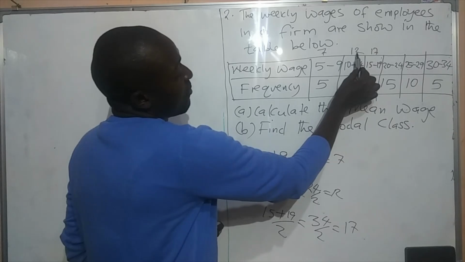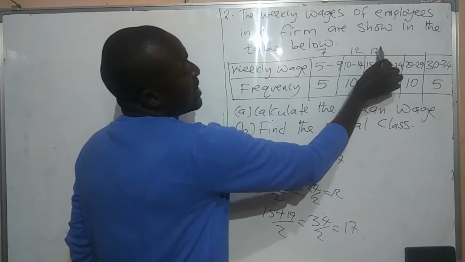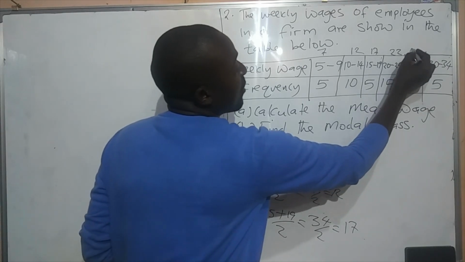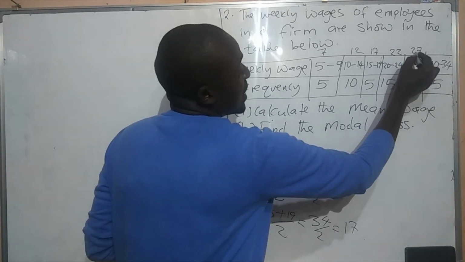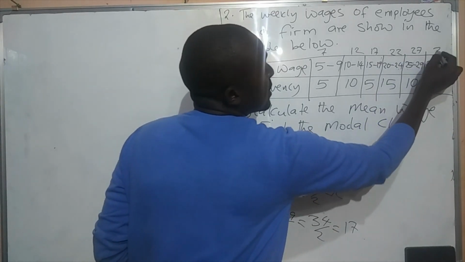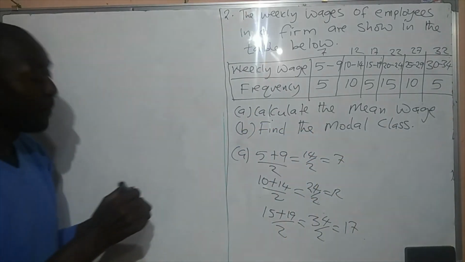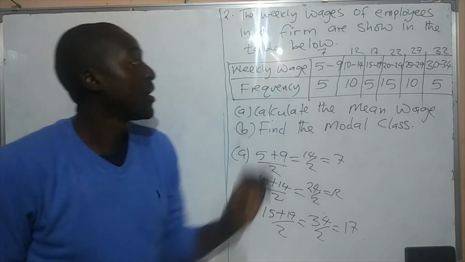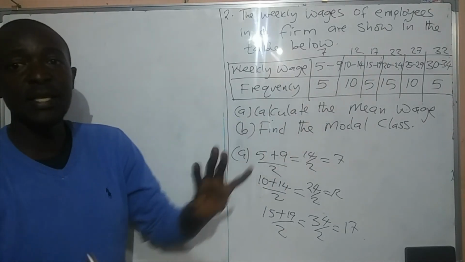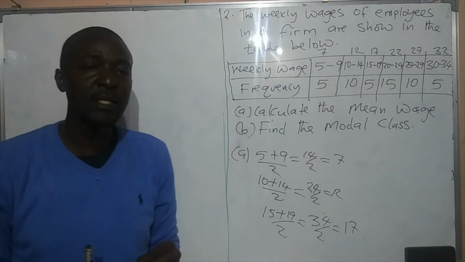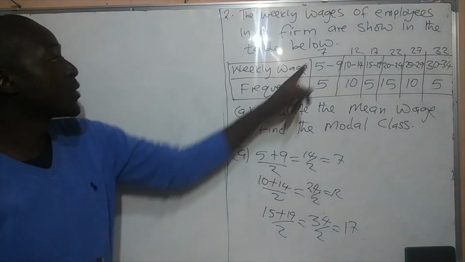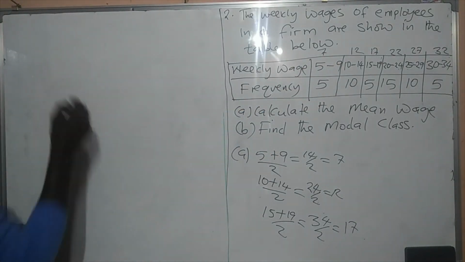So here, 12 plus 5, we have 17. So 17 plus 5 here, we are going to have 22. 22 plus 5, we are going to have 27. 27 plus 5 here, we are going to have 32 at the end. Okay, so these are what we call midpoints. So when you have two numbers on top like this, you add the two numbers and divide by 2, so that you get these numbers. And then now you can find your mean.